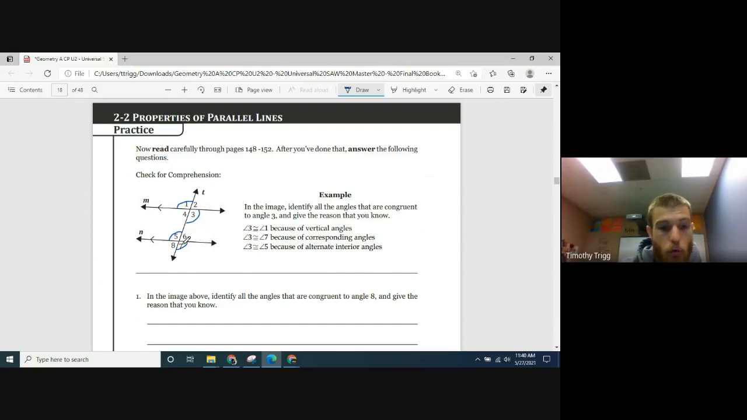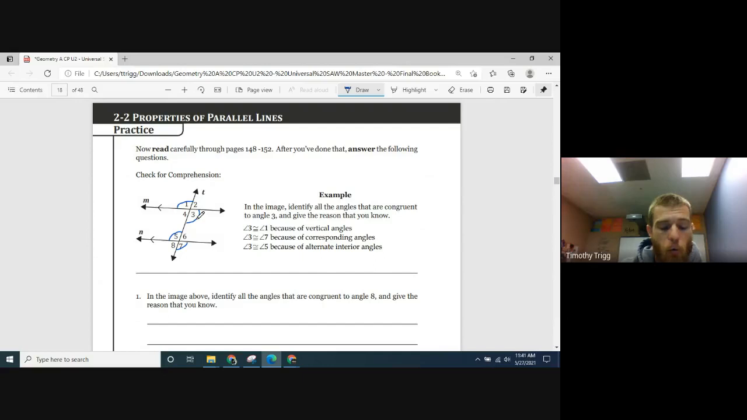Angle 3 is congruent to angle 7. Well, what's their relationship? They're corresponding angles, aren't they? They're in corresponding positions. Angle 3 is in the same position as angle 7. So angle 3 is congruent to angle 7 because of corresponding angles.